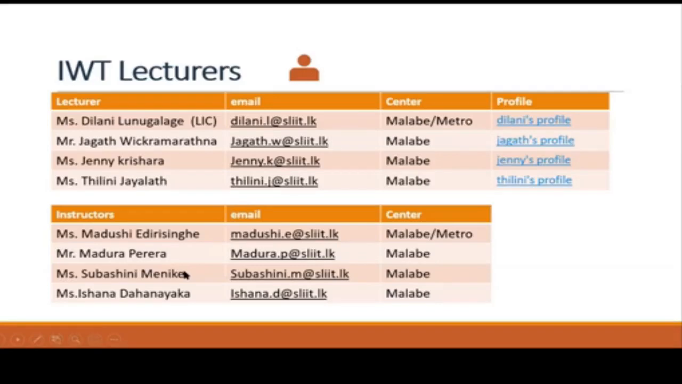Whenever you're having problems with your labs, first drop mails to the relevant instructor. Let's say your lab is done by Madhura. First drop a mail to Madhura asking for a solution to that particular question. If you are not getting any response, or if you have any queries regarding the labs or instructors, then you can contact the lead instructor.